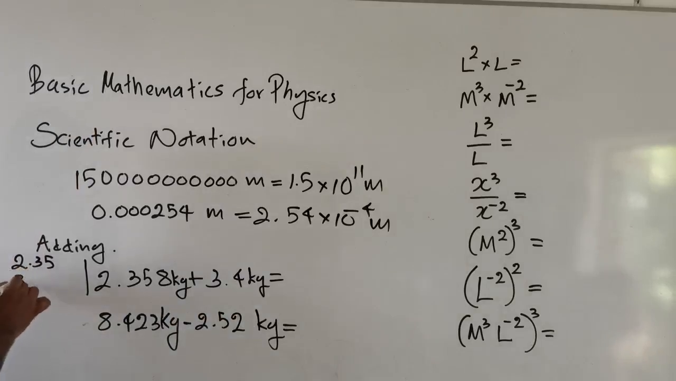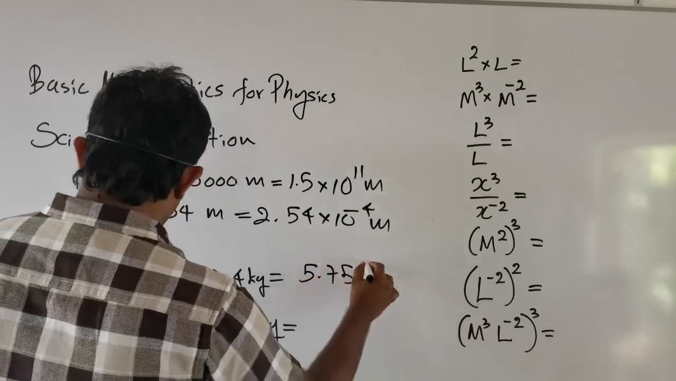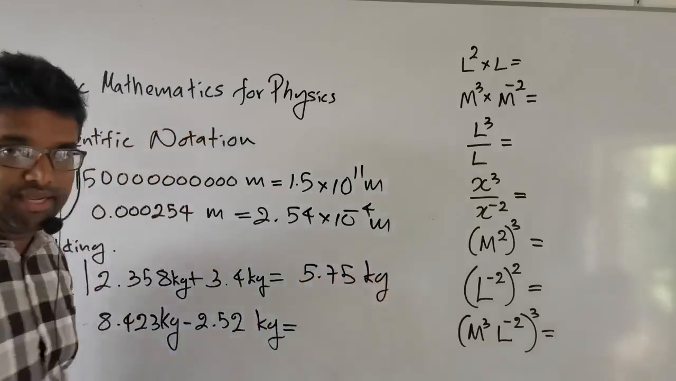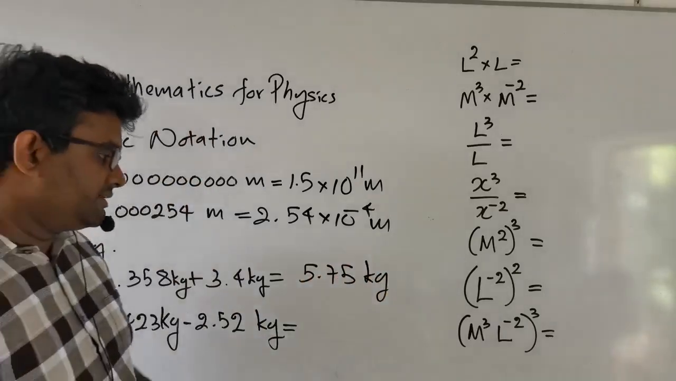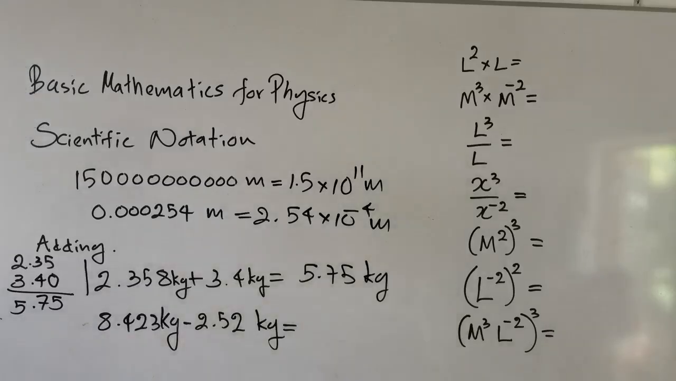Then 3.4 here. We don't have a number here, therefore we can write 0. So this is 3.40, right. Then we can add them. This is the answer, 5.75 kilograms. So you can correct your answers. Right. Then we move to the next one.